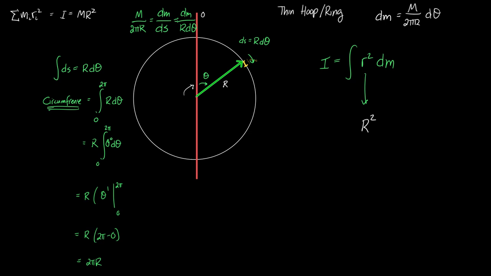Oops. R d theta. No, that's right. It looks like the r's cancel there. So I'll get m over 2 pi d theta. I'm going to substitute that in because I'm assembling my integral. I'm going to set my limits. I'm going to point to the first piece of mass and the last piece of mass. And this has to equal the moment of inertia.